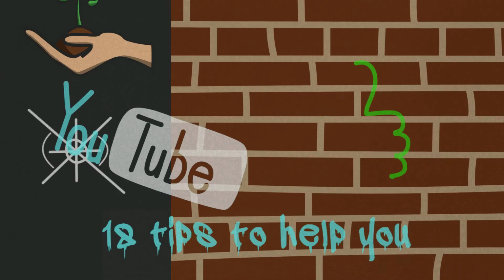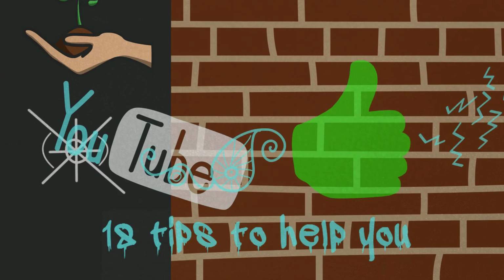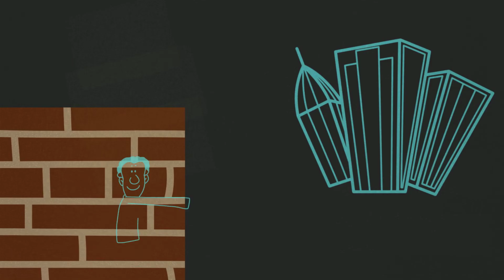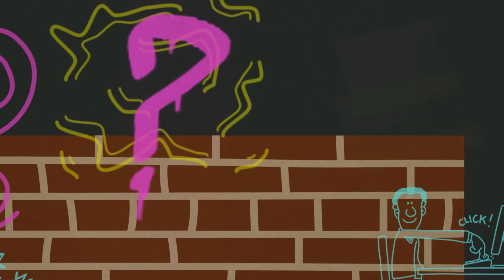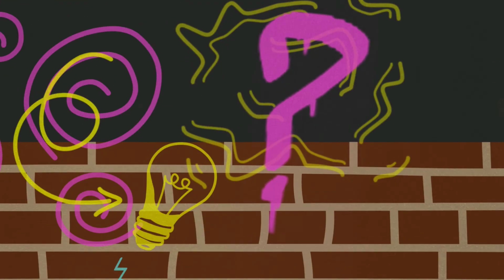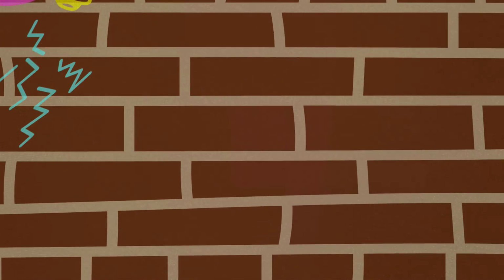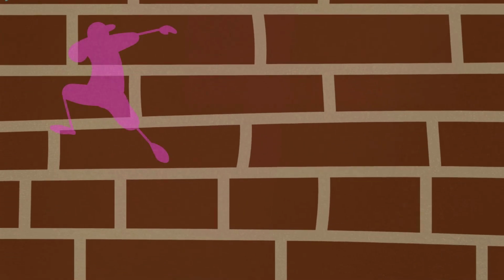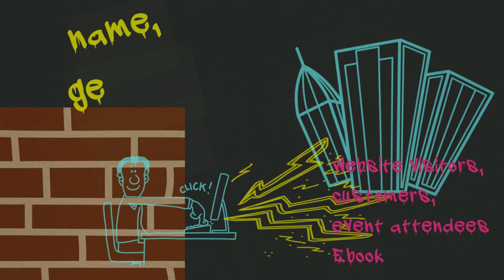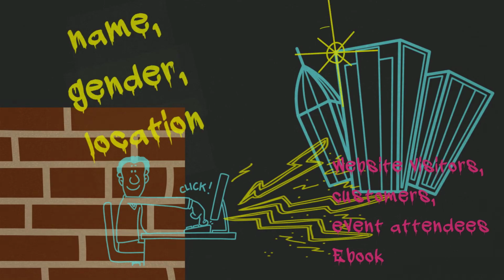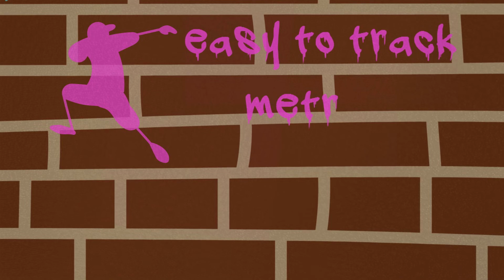So what is an email list? An email list is a list of email addresses and other data, such as name, gender, location, which is generated by collecting data from website visitors, customers, event attendees, or those that have signed up for an ebook, etc. No matter the size of your business, prospects on an email list can prove vital in shaping the success of your marketing campaigns.